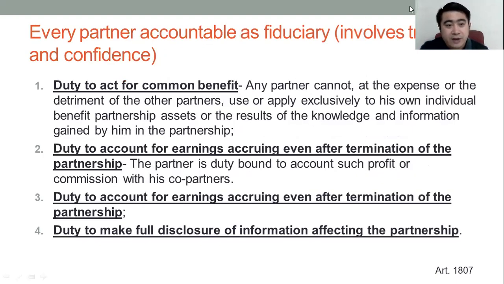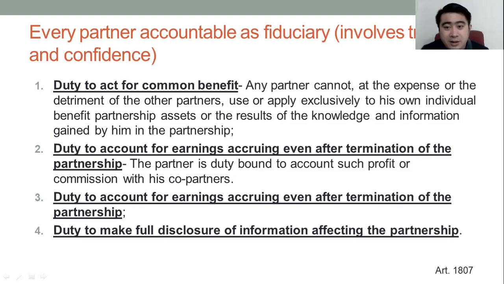And class, no? So every partner is accountable as a fiduciary. So pag fiduciary, it involves trust and confidence. Let's say may tinanggap kang pera for the partnership, hindi mo pwedeng suluhin yan, hindi mo pwedeng ibulsa yan. You have to account it for the benefit of all the other partners. All right? So duty to act for common benefit.